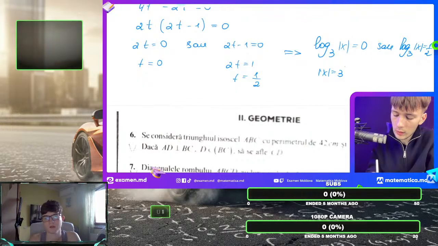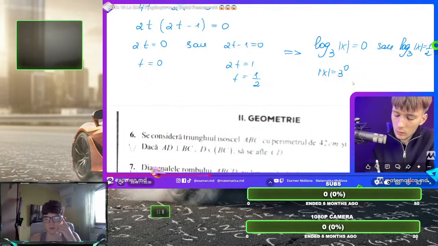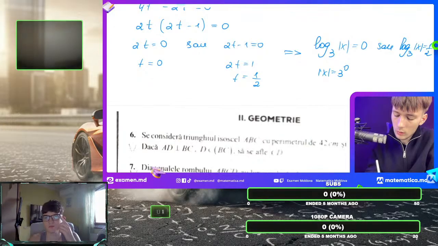Why? Because log3 of that is just nothing, I guess. Yeah, power 0, because I guess log3 of 1 is, oh yeah, because the 3 simplifies like that and only the 0 remains, so pop that.